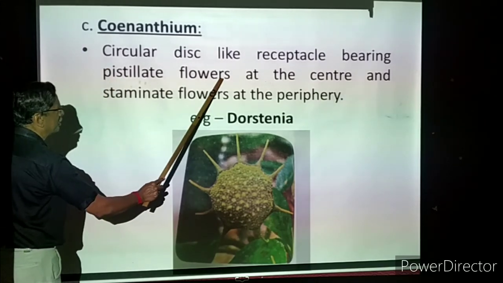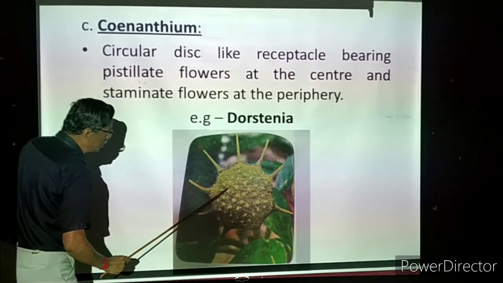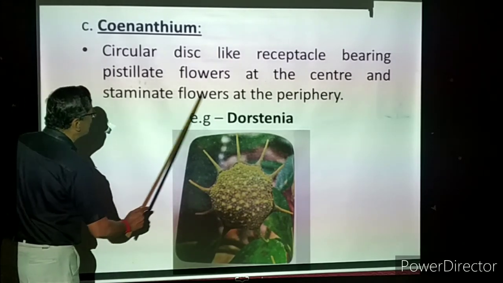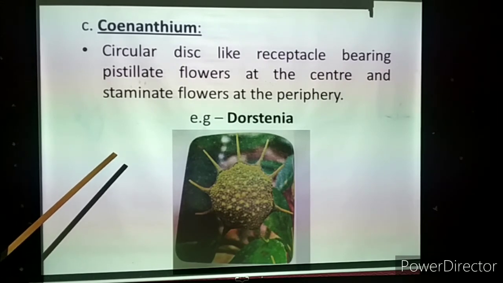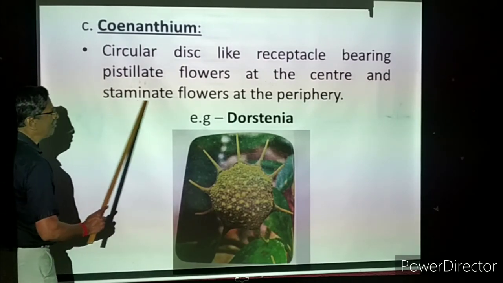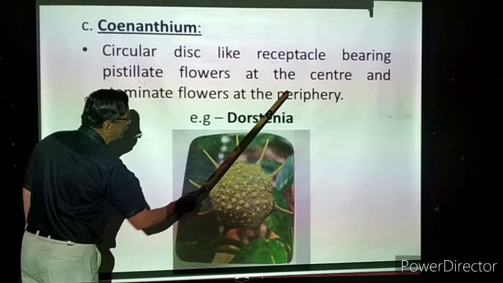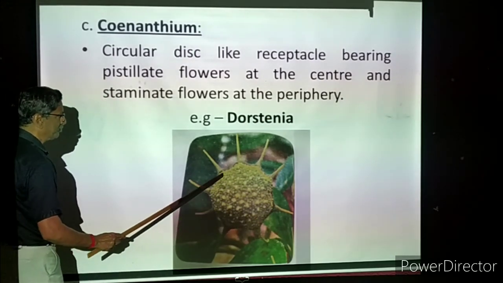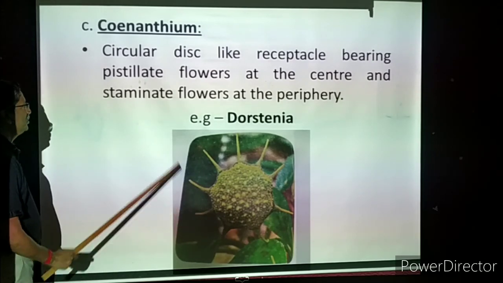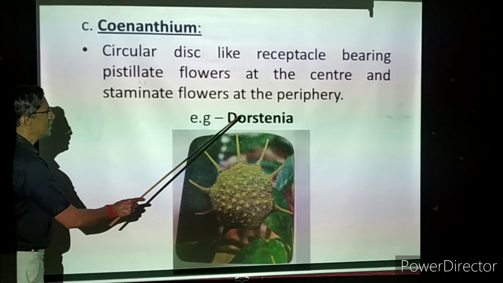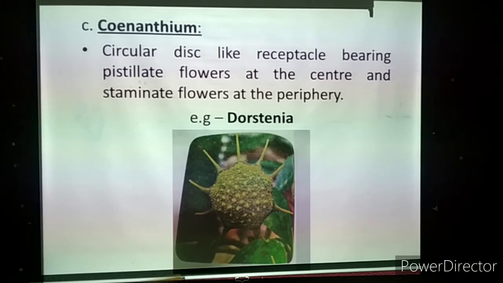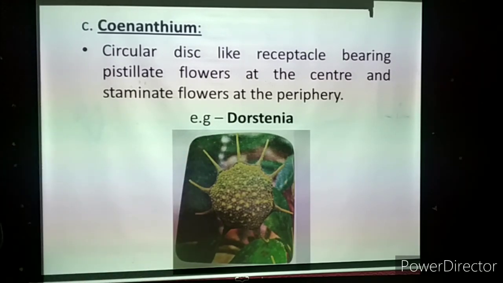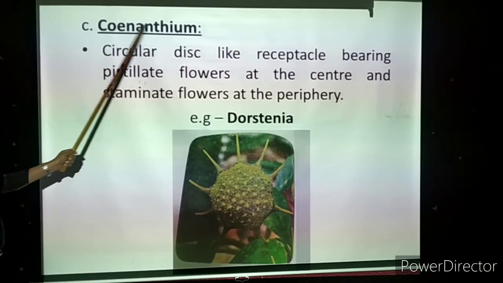A lot of female flowers are present at the center. So in the center, the female flowers will be there, and the staminate flowers, male flowers, are at the periphery. Now at the peripheral region, small flowers will be there, in enormous number. Now these flowers are called male flowers. An example for this is Dorstenia. This is the example for this. So we have completed Coenanthium.